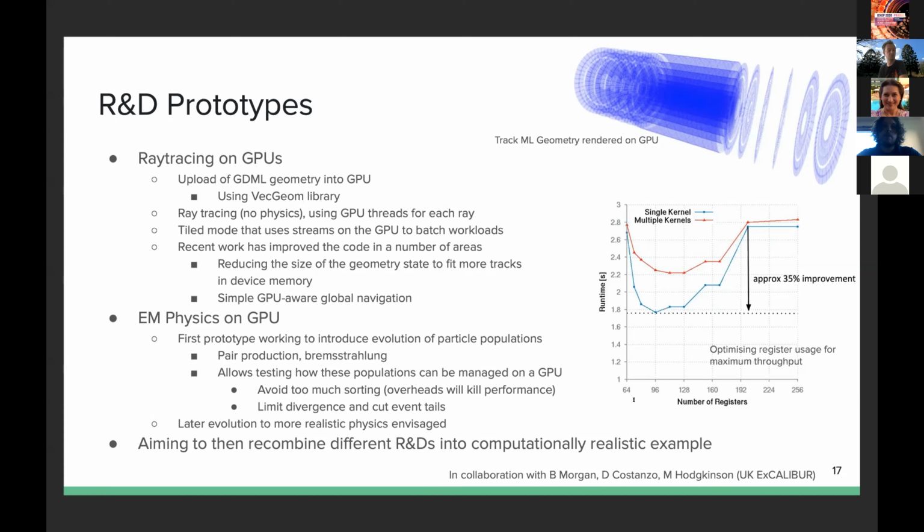So you could combine the work for the geometry with the electromagnetic physics, and then the idea is to recombine these different R&Ds into a computationally realistic example. So there's some very interesting R&D going on there into how to do detector simulation on GPUs.